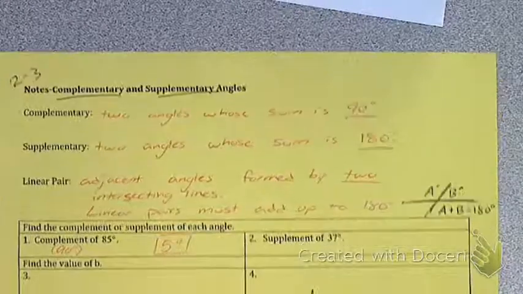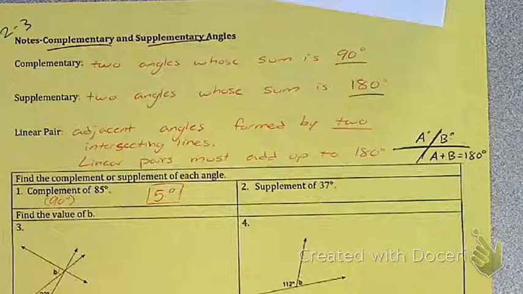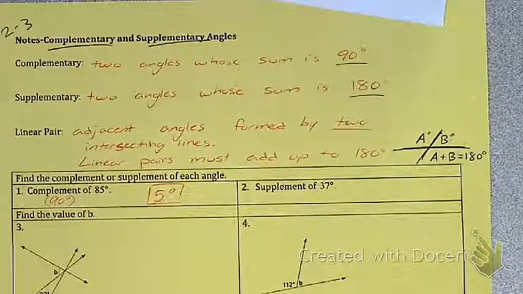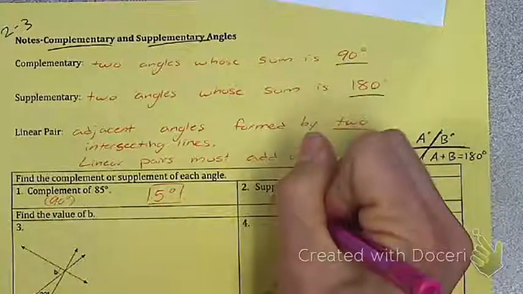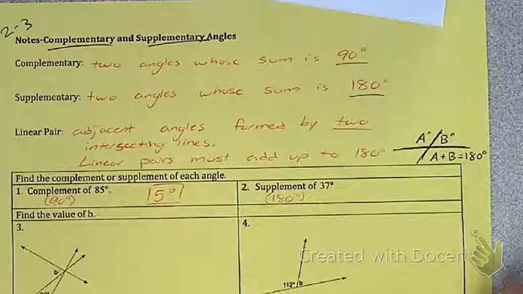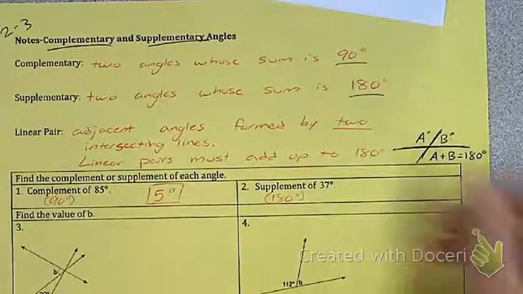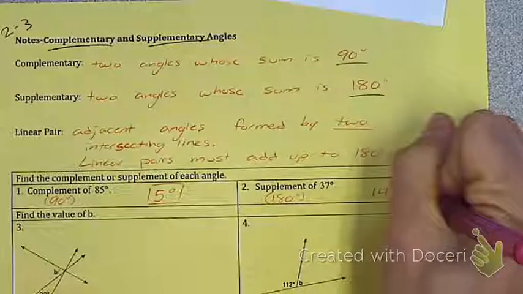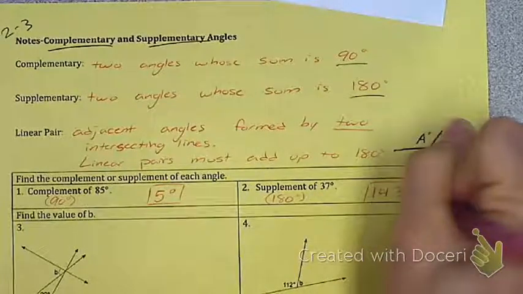Number 2, find the supplement of 37. We know that supplement means 180 degrees. So 37 plus what gives me 180? 143 degrees.